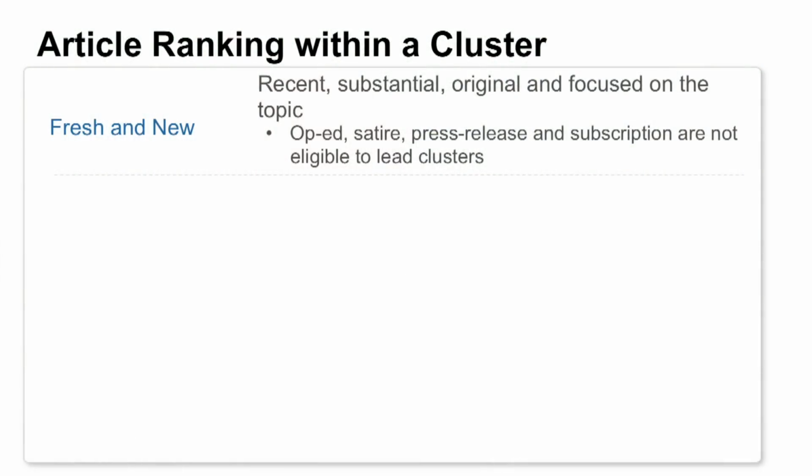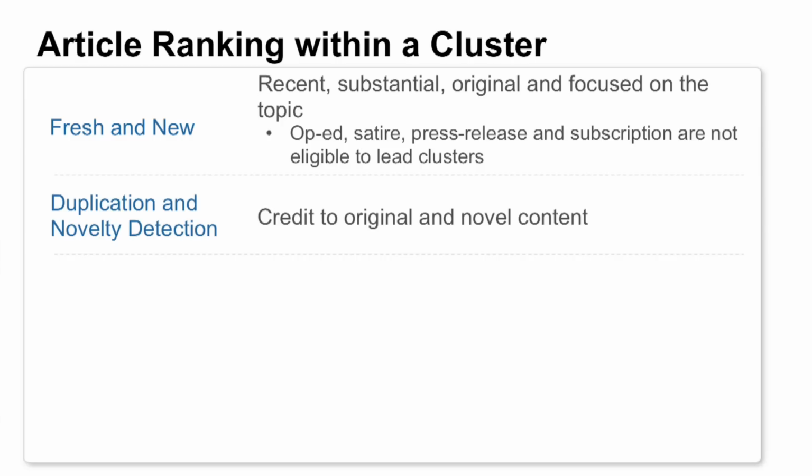It's important to us that an article contain recent, substantial information about a news topic. And it needs to be objective news to lead this cluster of stories. So press releases, satire, op-eds aren't eligible to lead clusters. Another factor is duplication and novelty detection. And that's where we try to determine an original source of content from those that are duplicating the information.